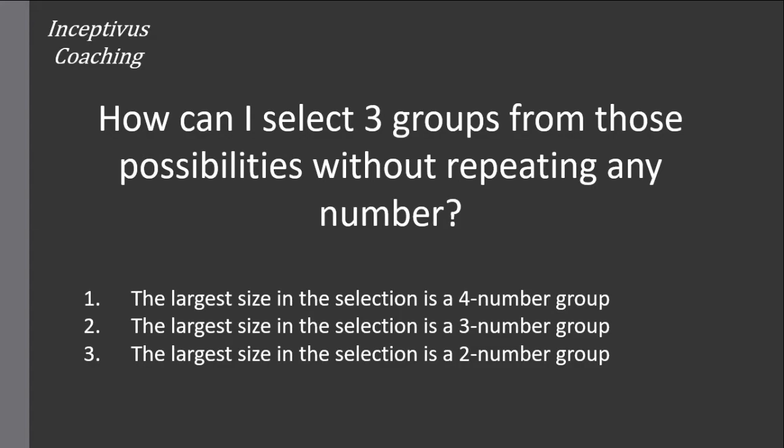And the second case I want to think about is, what if I do not include any 4 number groups? The largest size in the selection is actually a 3 number group. And of course, the last case will be, what if the largest size is simply a 2 number group?